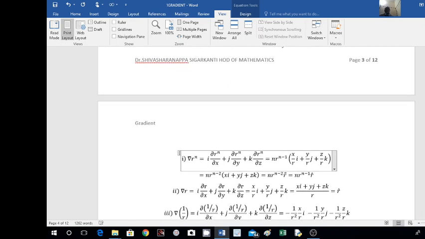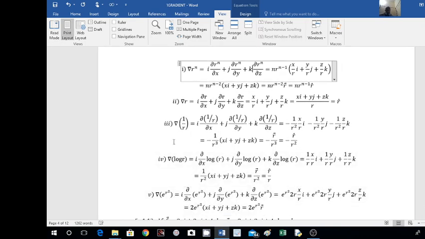Next, the second one, del of r. By the definition, that is i into dou r by dou x plus j into dou r by dou y plus k into dou r by dou z. i into, what is dou r by dou x? x by r. What is dou r by dou y? y by r. What is dou r by dou z? z by r. 1 by r is a common factor, xi plus yj plus zk. This is nothing but our vector r. So here, vector r divided by its modulus is nothing but the unit vector r.